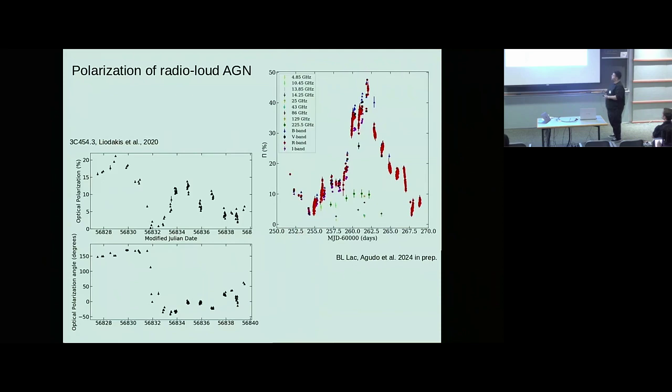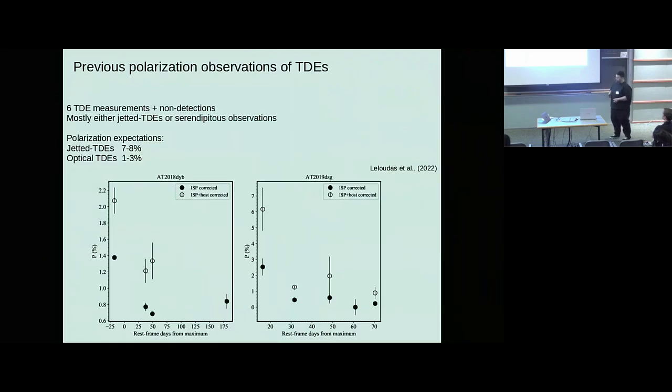So before we started getting into this business, there were pretty much 6 observations of TDEs in polarization. Most of them were single observation. Some were just upper limits. A couple were serendipitous observations, so we didn't really have a lot of information on that. And every time you had more than one, there would be a trend of having higher polarization at earlier times that would just disappear very soon as the event progressed.